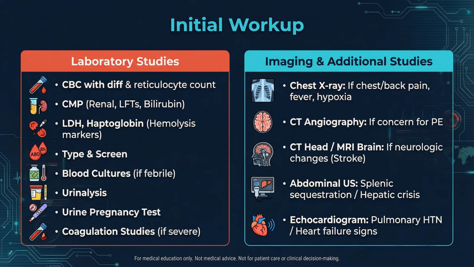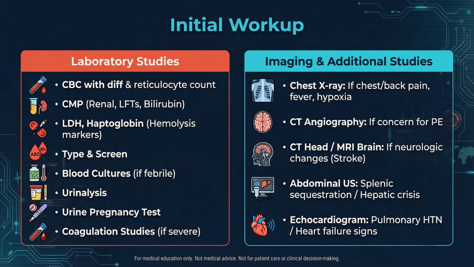Once you've triaged the patient, you'll move to your initial workup. On the laboratory side, you'll get a complete blood count with differential and a reticulocyte count, a complete metabolic panel to check renal and liver function, and markers of hemolysis like lactate dehydrogenase and haptoglobin. A type and screen is essential in case a transfusion is needed. If the patient is febrile, you'll draw blood cultures.